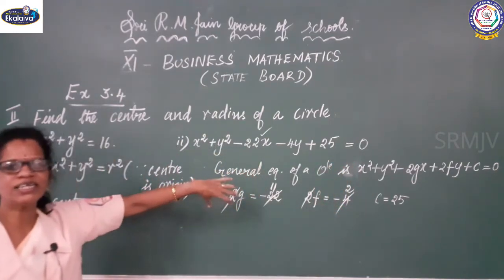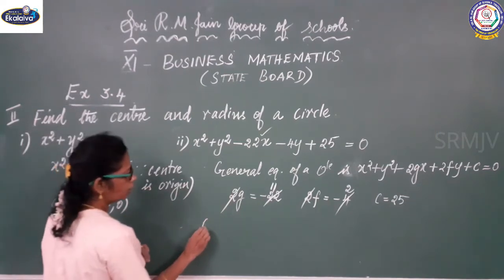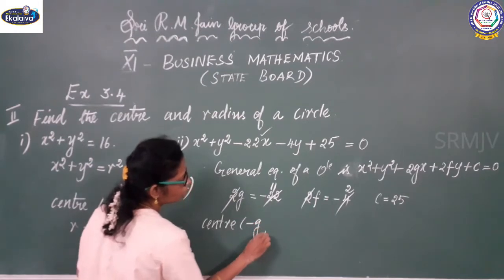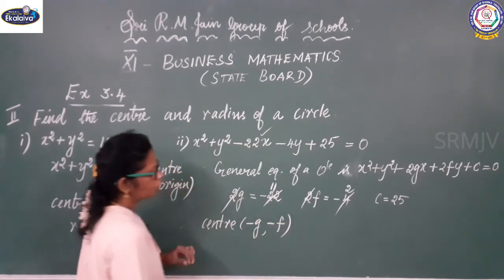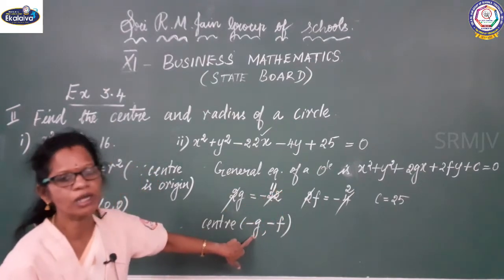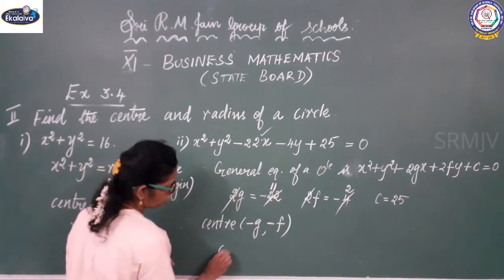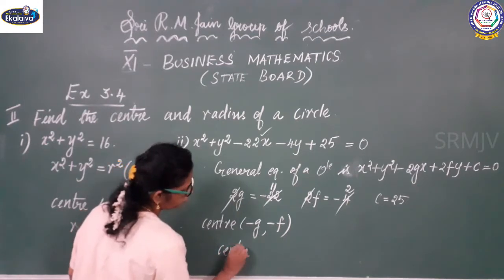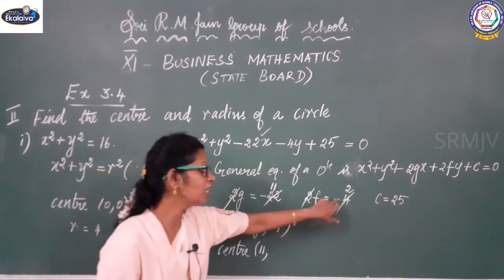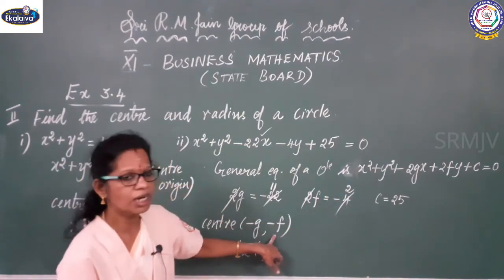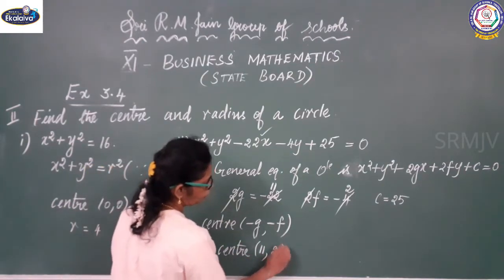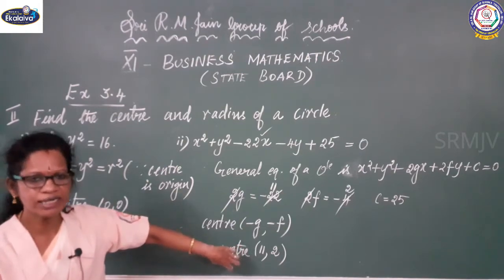Then how to find the center? I gave a formula, right? Center is minus g comma minus f. Here what is your g? Minus 11. When it comes here, it becomes positive. So center is 11 comma. Here what is your f? Minus 2. When it comes here, the negative becomes positive. So it becomes 2. 11 comma 2 is our center.